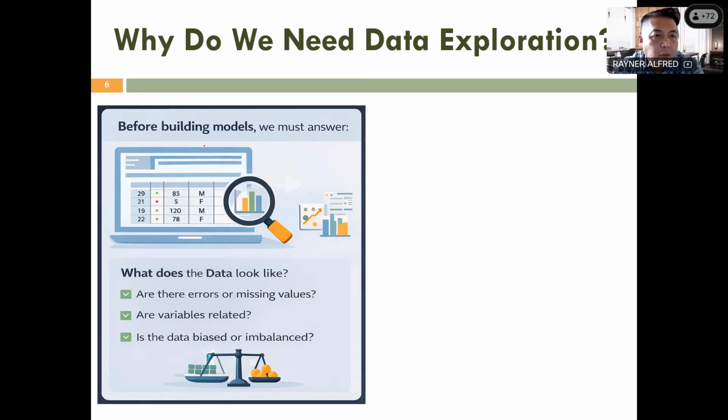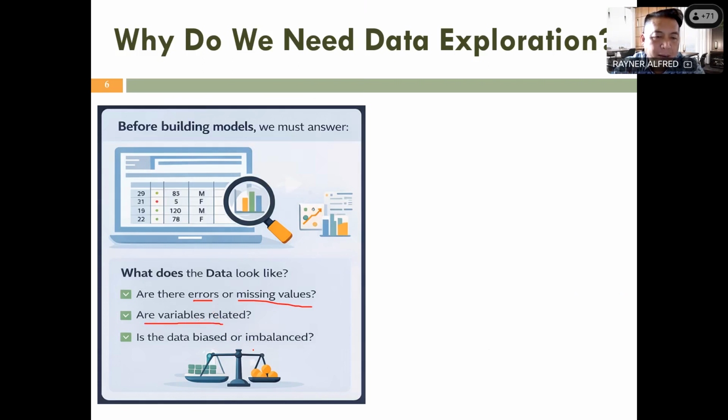Okay, so that's why before we can do the data mining process, we have to look at the data first. So we must look at the data and see whether we have missing values or values which are out of range. We want to look at how many columns we have, and also whether these variables are interrelated, and at the same time whether our data is imbalanced or has bias, and so on.